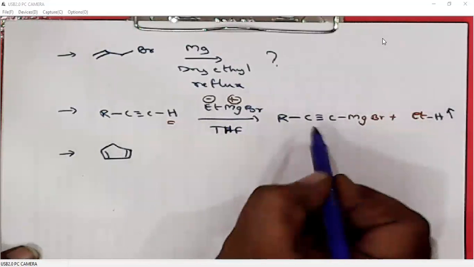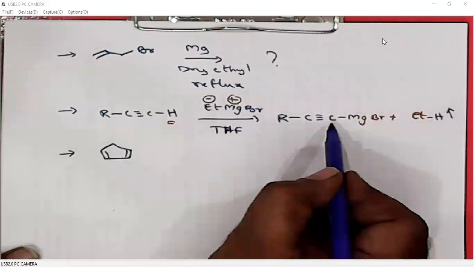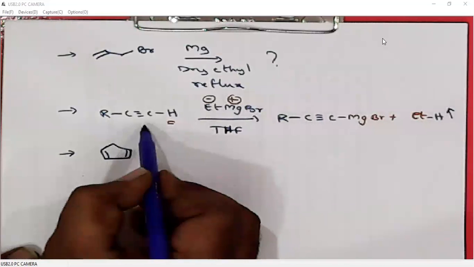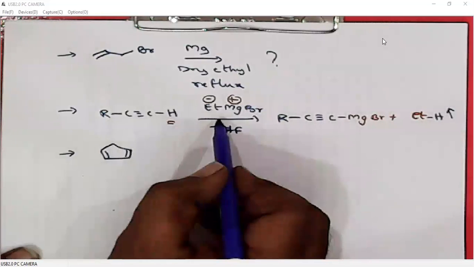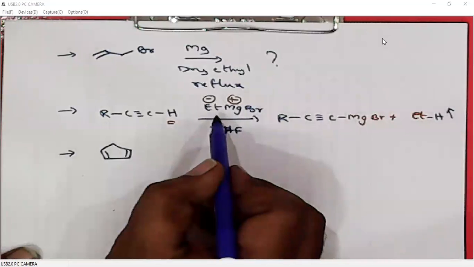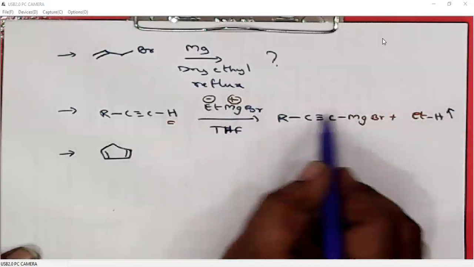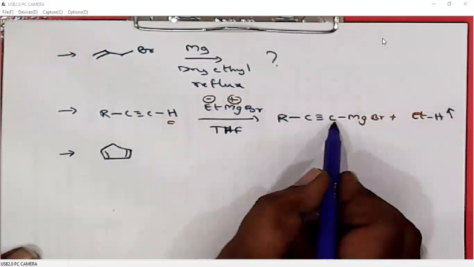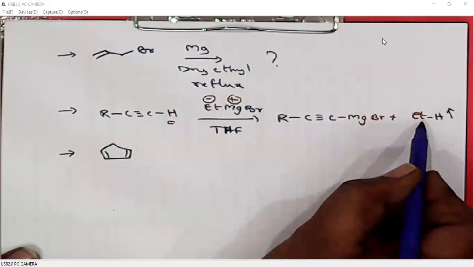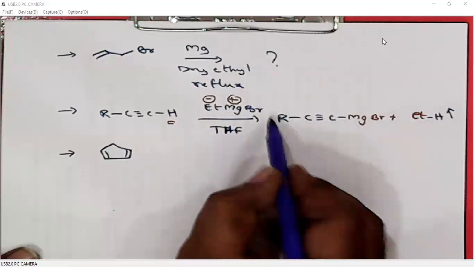So the compounds with acidic proton, their Grignard reagents can be prepared in situ. Whenever we want to use this reagent, first we will mix acetylene and some simple Grignard reagent. So it will generate that acetylene Grignard. This gas will be escaping. So these can be prepared in situ.